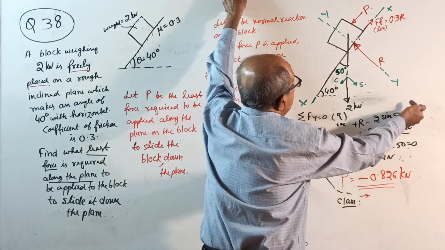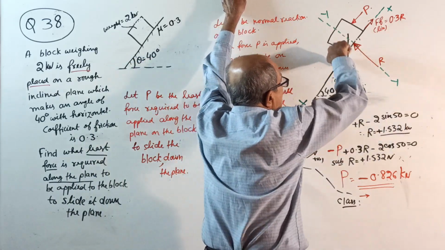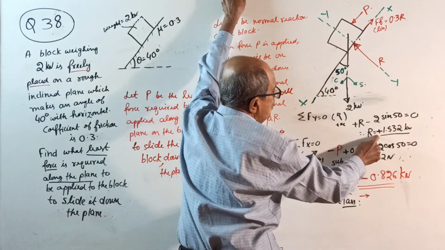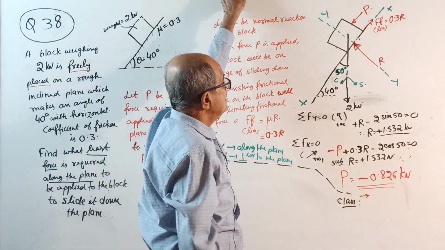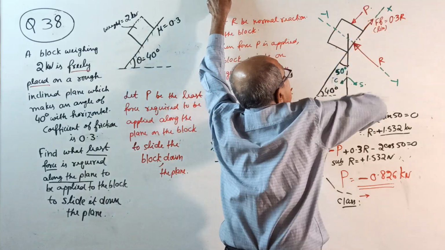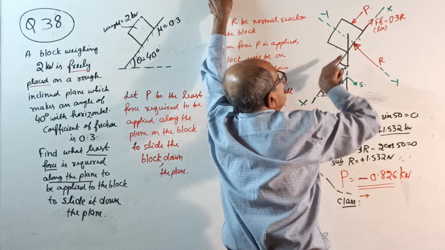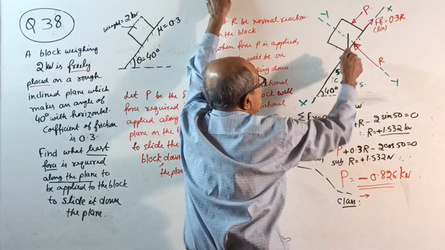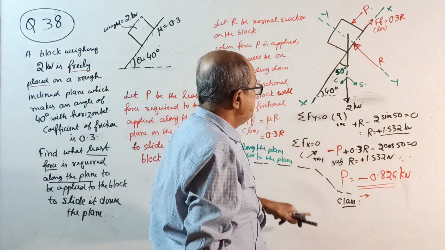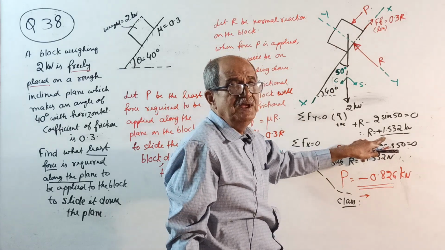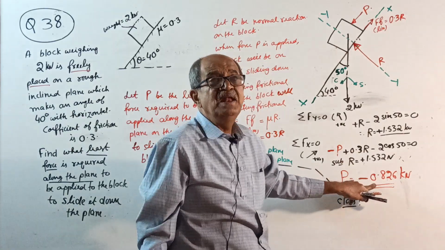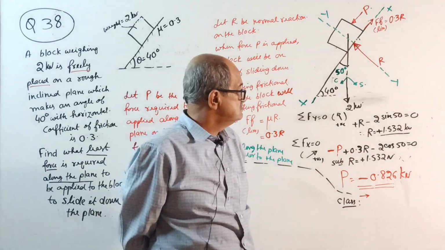Sigma Fy equals 0: plus R minus 2 sin 50 equals 0, you get R equal to 1.532 kilonewton. Sigma Fx equals 0, right side positive. So, minus P plus 0.3 R minus 2 cos 50 equals 0. Substitute R equal to 1.532. Be careful, simplify correctly. Your P will come as minus 0.826 kilonewton.